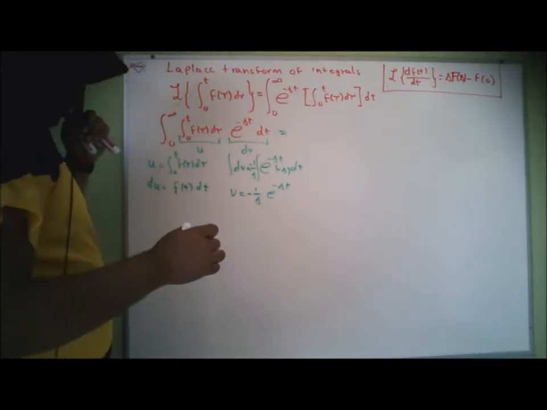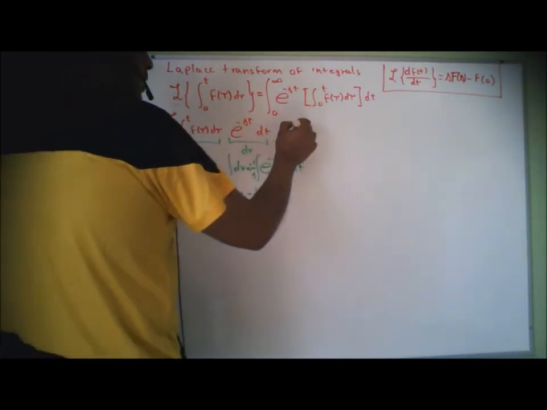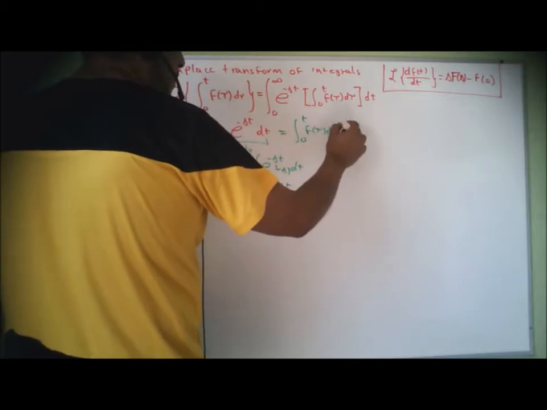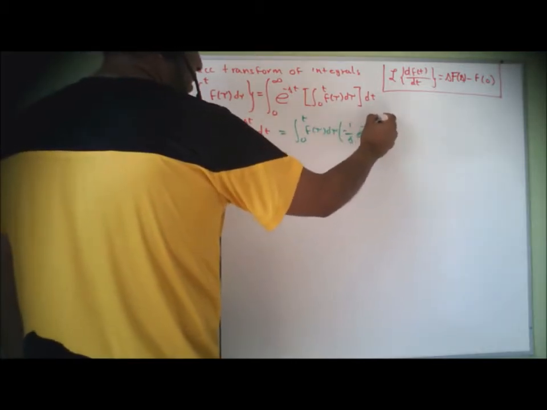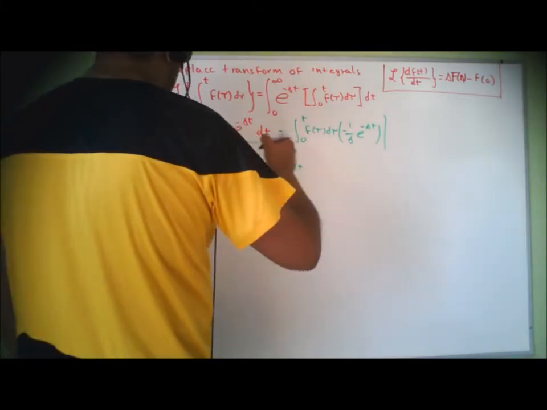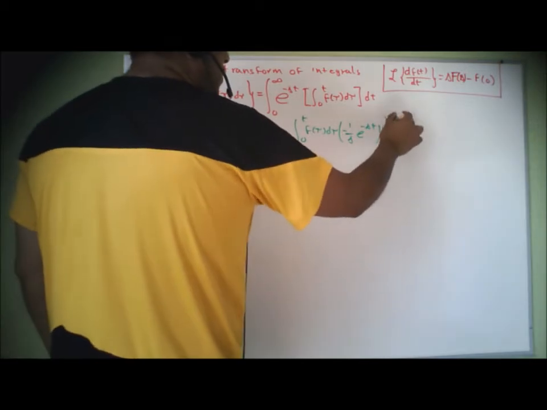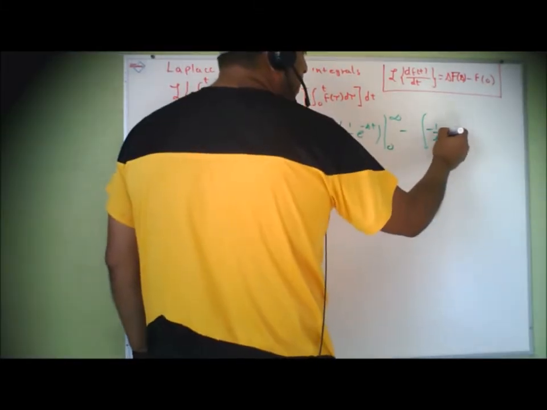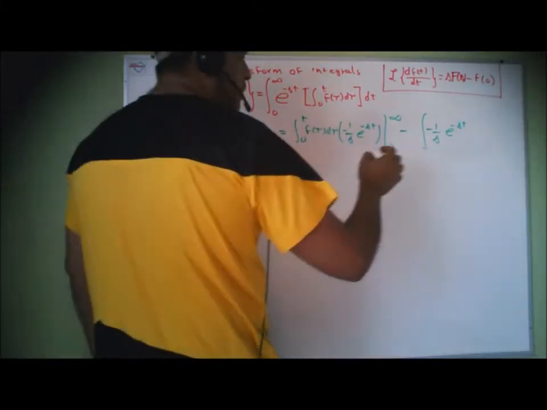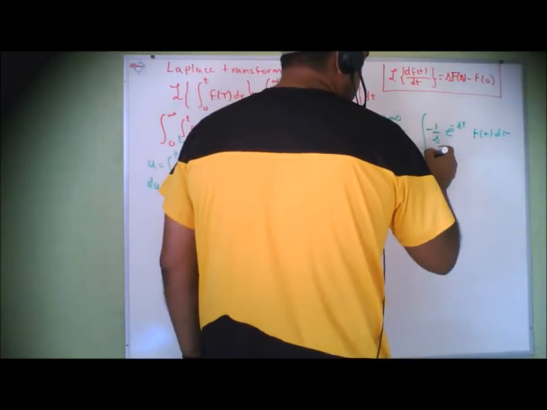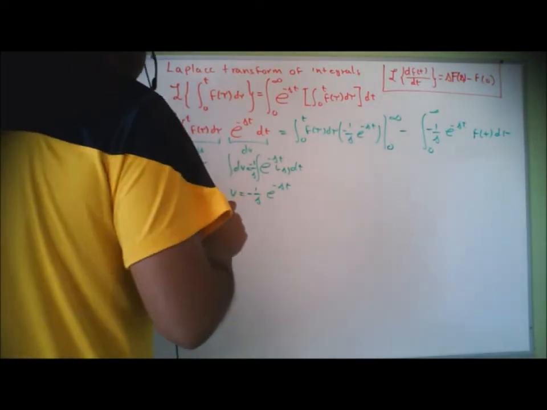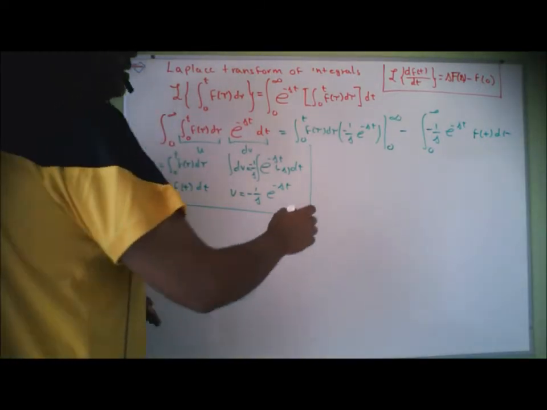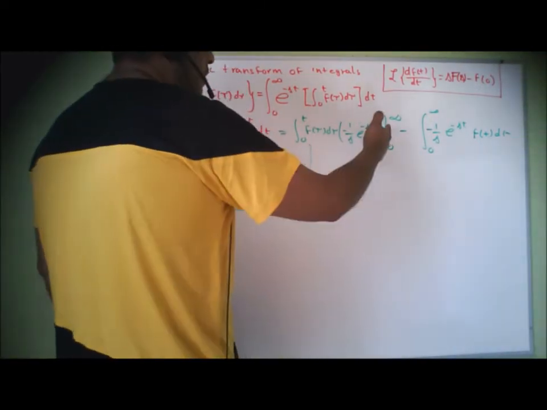Now let's apply the integration by parts. This is going to be u times v: the integral from 0 to t of f of tau d tau, times minus 1 over s e to the minus st, from 0 to infinity, and then minus the integral of v du: minus 1 over s e to the minus st, f of t dt, from 0 to infinity. Okay, so this is just the integration by parts. Let's continue here. Now we have to do the upper limit minus the lower limit.